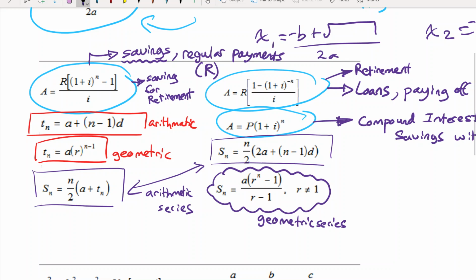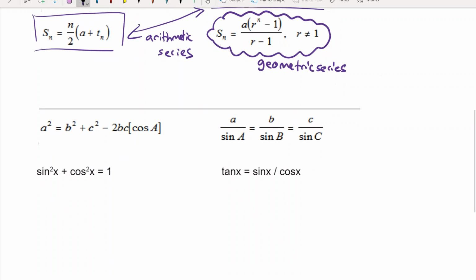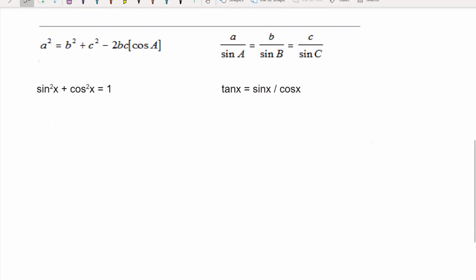It is used for retirements and loans and any amount of money that's being reduced over time by a regular payment R. And this other formula over here, this one is used for savings and anything that's being accumulated over time with the regular payment R. So I hope that's clarified things a little bit. I've got a few more formulas to talk about.